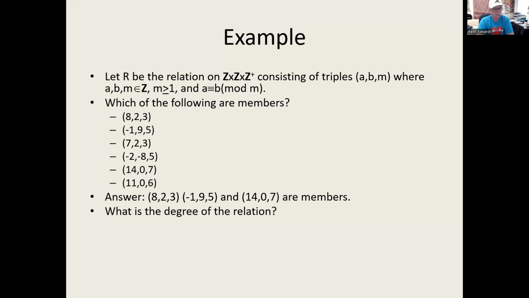And the degree of this relation is again 3. There are 3 elements involved. The domains are the integers, and the positive integers.